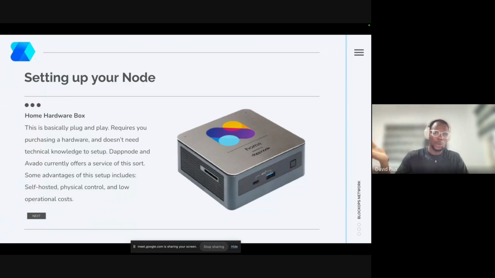This is basically plug and play. So you have what they call the DAppNode. The DAppNode is also a bare metal machine which, in a box, already has all of these components you need, pre-made for you, for you to be able to set up these nodes faster.